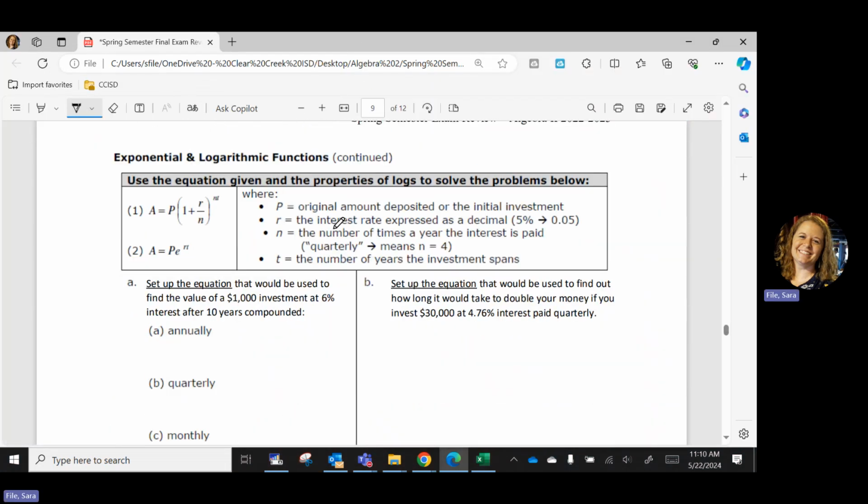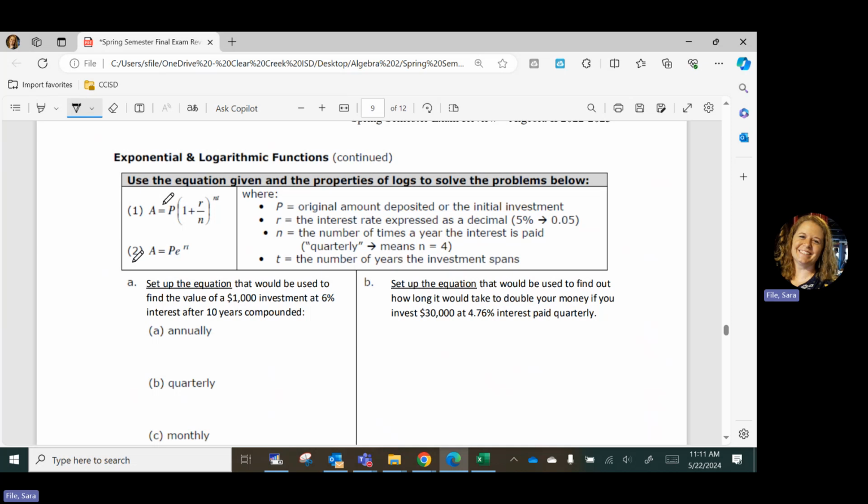The next page is still logs and exponentials. This is more our word problems, our application problems, where we learned about interest. Now, again, ours is going to be just the same as our test on the unit. The final exam is only going to be setting up the equations. You don't even have to actually solve these. It's making sure you get things plugged in the right spot. So hopefully these are pretty straightforward.